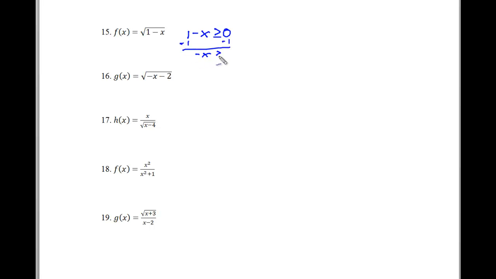Negative x is greater than or equal to negative 1. Divide both sides by negative 1 to get x by itself. x is less than or equal to positive 1, because that flips the symbol. When we multiply or divide by a negative, we flip the symbol of an inequality. This gives us our answer of x is less than or equal to 1, so our domain is anything x as long as x is less than or equal to 1.